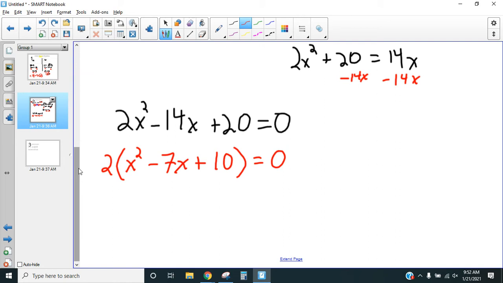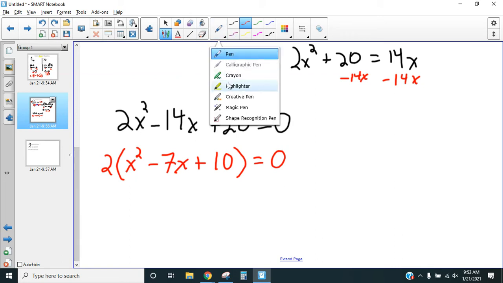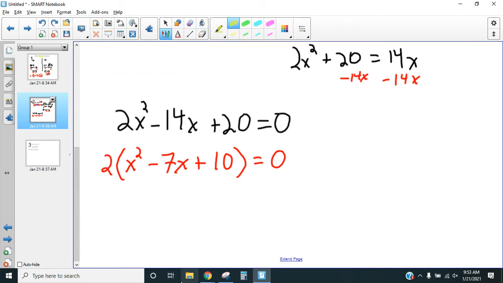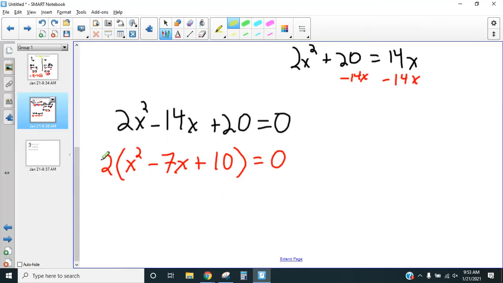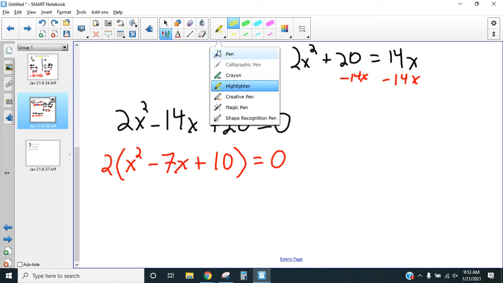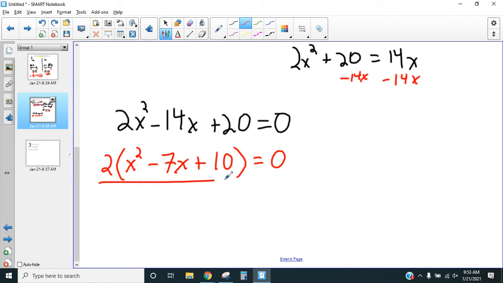For the sake of these kind of questions, whenever there's a 2 out here, this doesn't really mean anything. And here's why. If I take this side and divide by 2, and I take this side divided by 2, you don't have to write this part down. But it doesn't really change anything, right? I still have x squared minus 7x plus 10 equals what number? 0, because 0 divided by anything is 0.